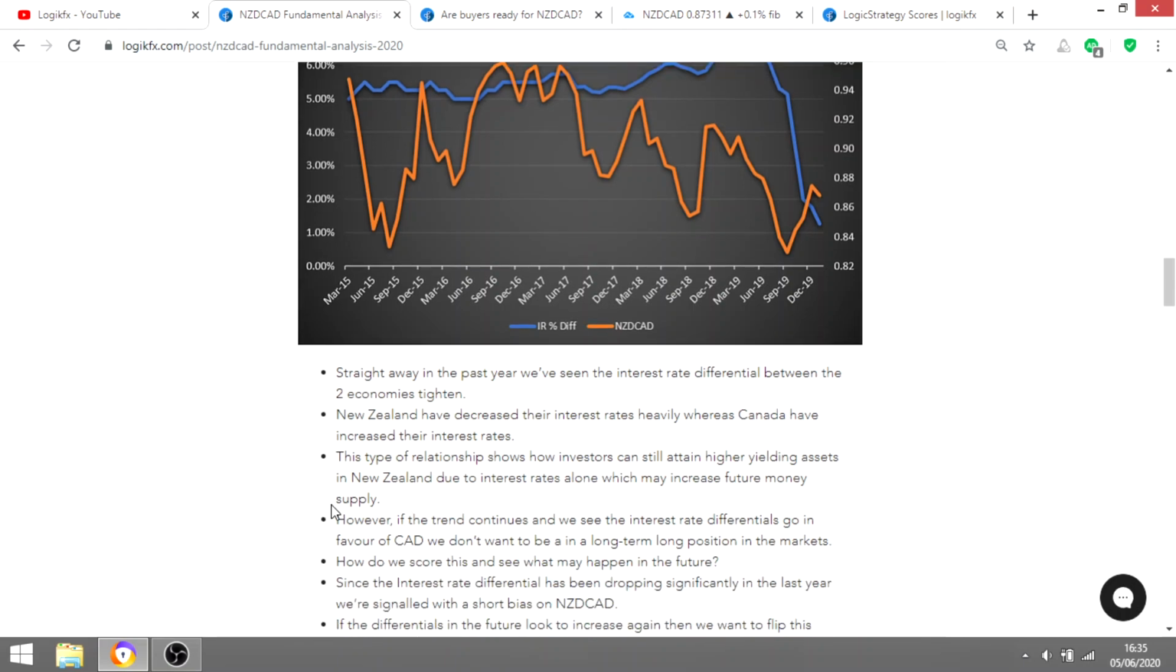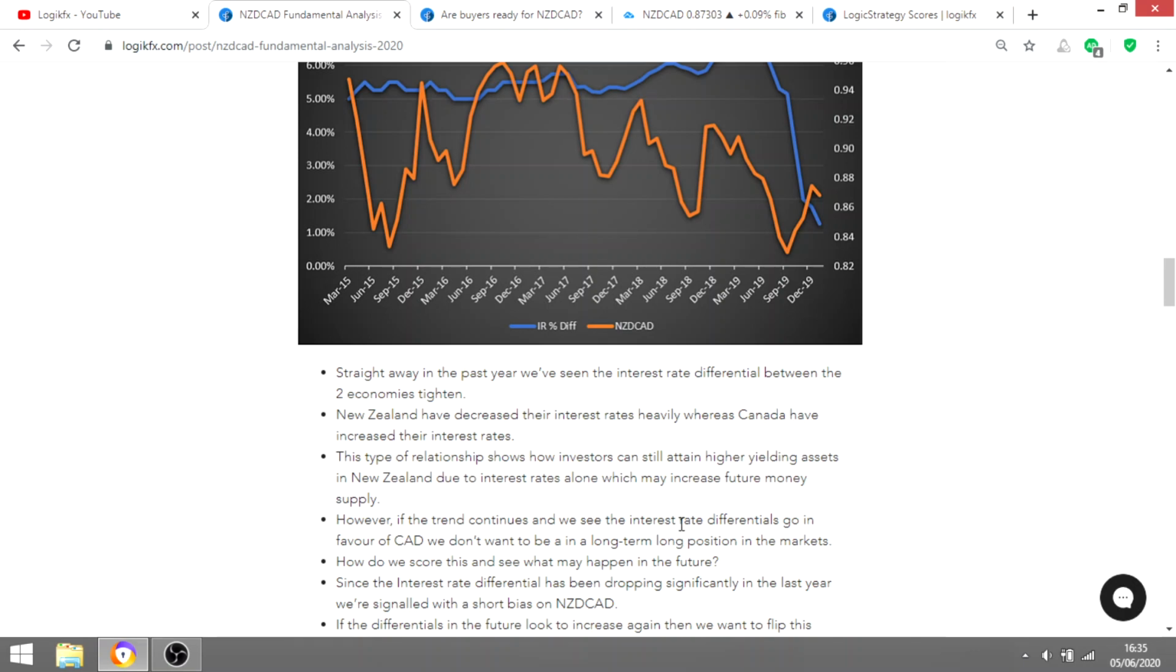However, if this trend continues and we see the interest rate differentials go in favour of the Canadian dollar, we don't want to be in a long-term position in the markets. If these interest rates do start to tend towards a negative differential, which means the New Zealand dollar has a weaker interest rate than the Canadian dollar, we may see money flows going towards the Canadian economy. And that's why we don't want to be in a long-term position, because we might see potential volatility coming up.